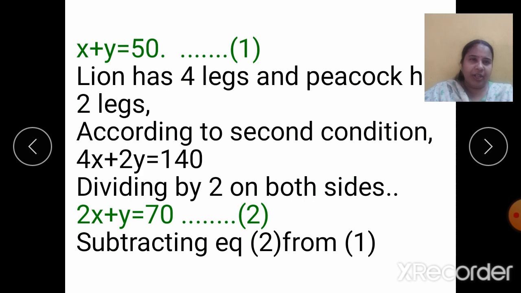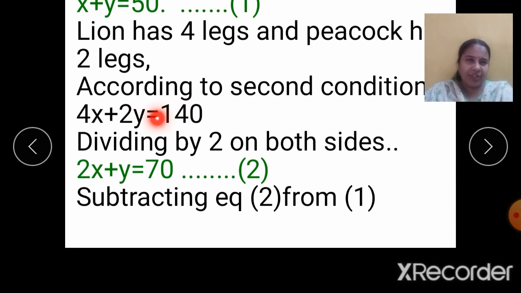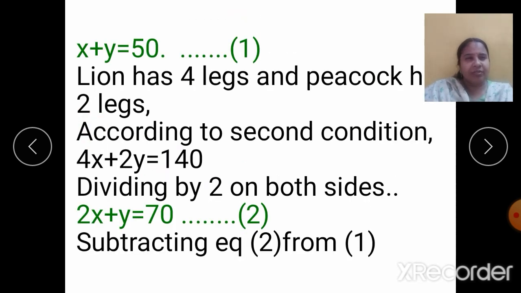Now I have not numbered it as 2 because look at equation number 1. It is x plus y is 50. Correct? Equation number 2 is 4x plus 2y is equal to 140. Now this equation is having a common factor. Which is a common factor? Yes, 2. All these numbers can be divided by 2. So my next step is dividing by 2 on both sides. So 4x when I divide by 2 it will become 2x. 2y when I divide by 2 it will become only y. And 140 divided by 2 is 70. So I get 2x plus y is equal to 70. That is my equation number 2.